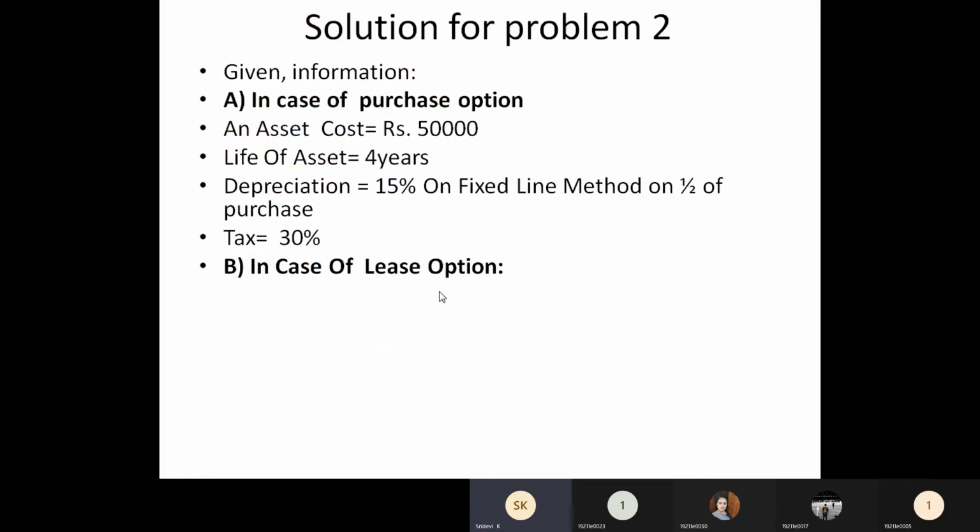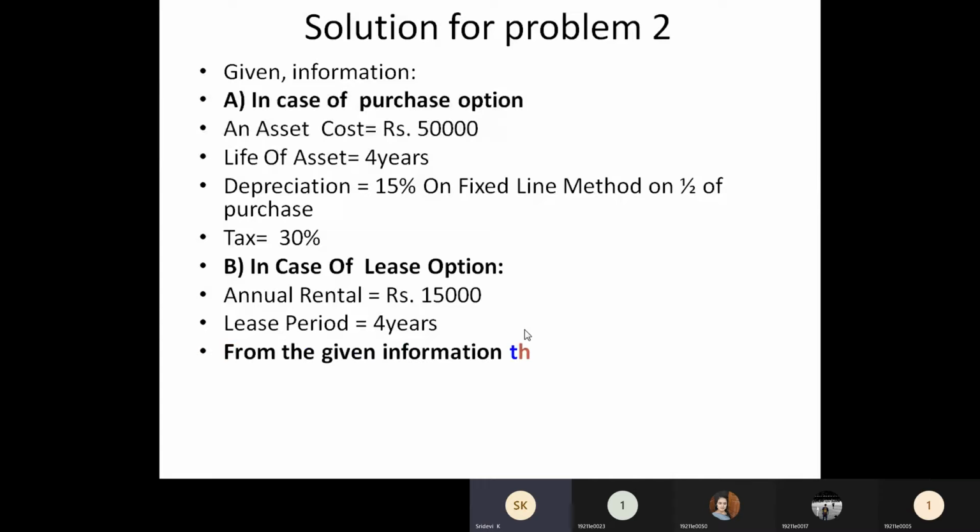And in case of lease option, the information is given as annual rent 15,000. And lease period we will take equal to the purchase option period. So this may be given or may not be given in the problem, but you take it as equal to the purchase option. How many years are there? Lease option also you apply for those years.